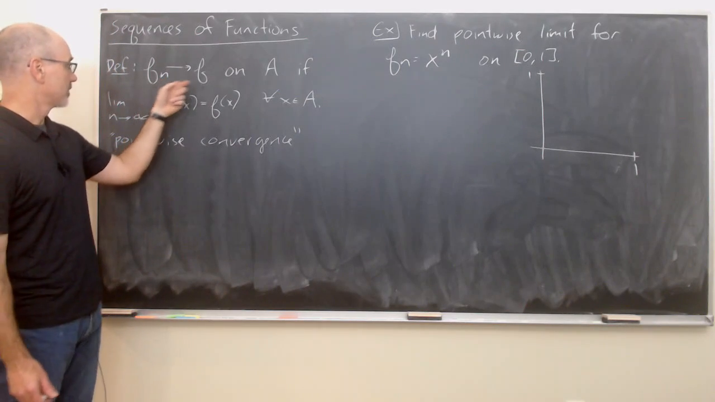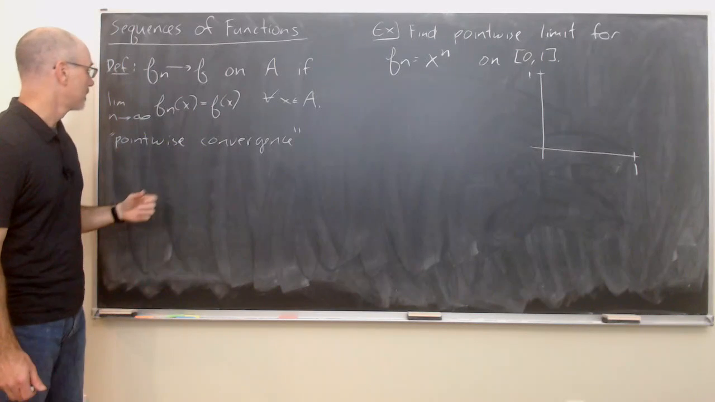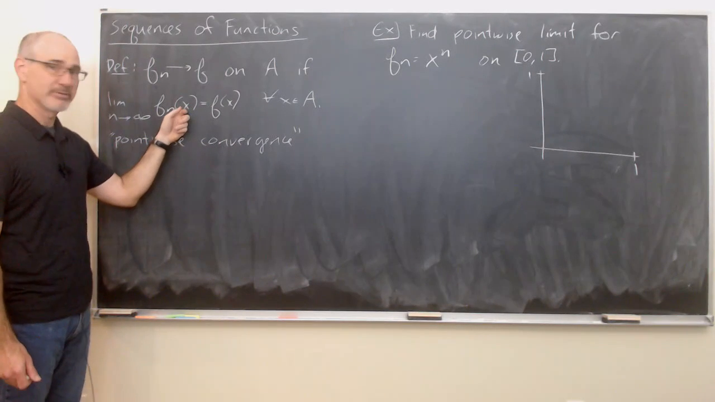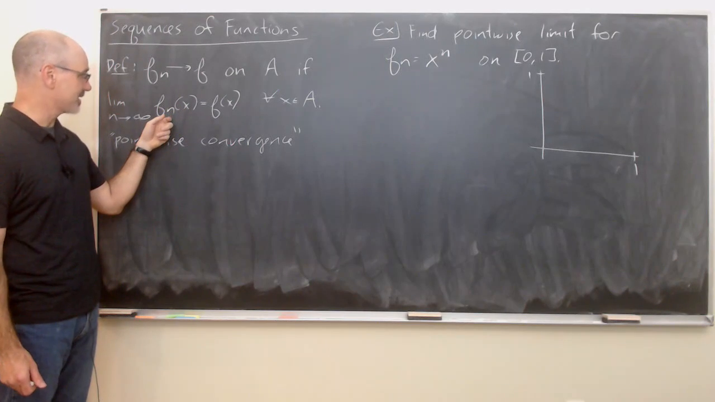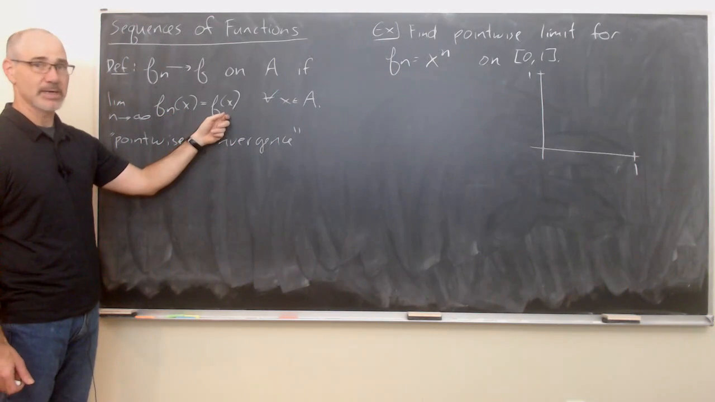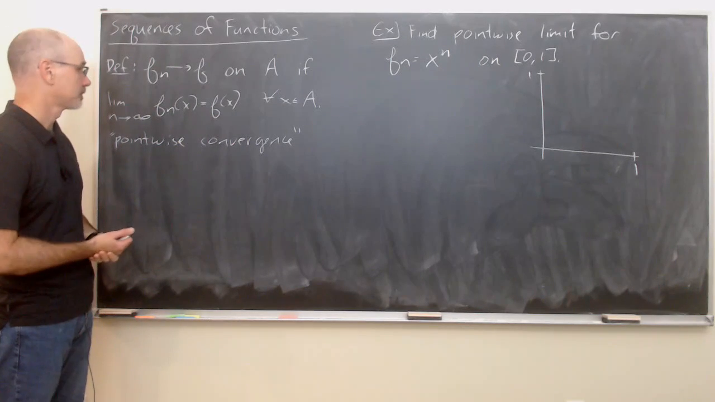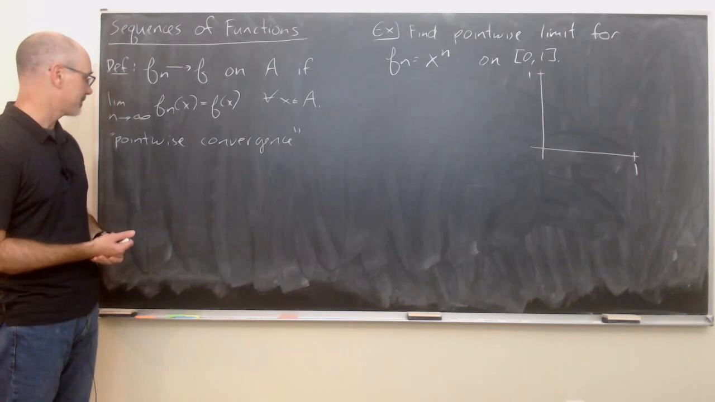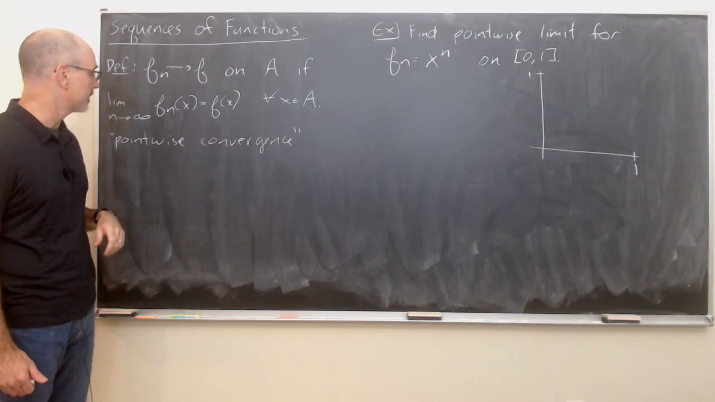We say that it converges pointwise to f on a set capital A if, when we plug in a value for x and take a limit, the limit of fn of x turns out to be f of x for every point in A, for all x in A. So if that happens, then we have what's called the pointwise convergence of the function sequence.